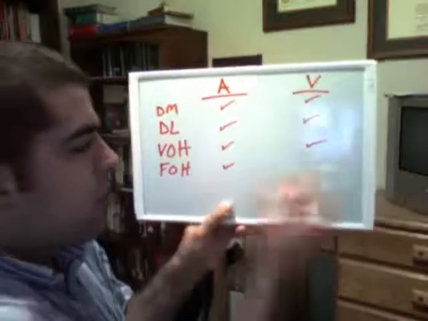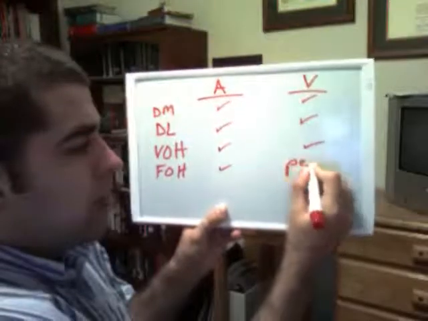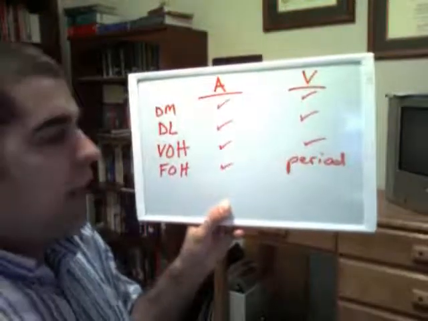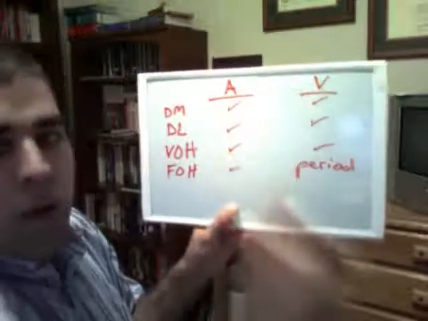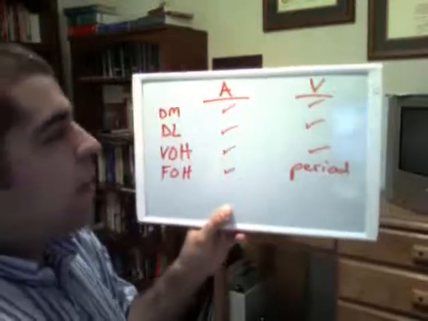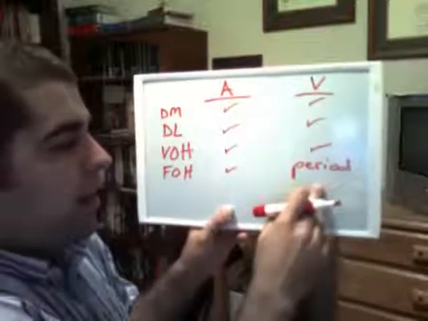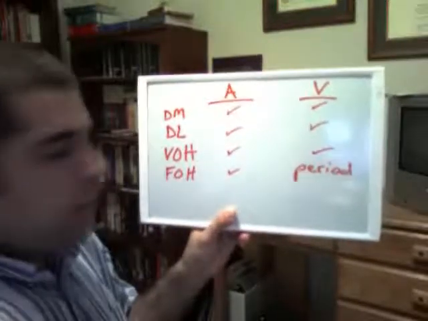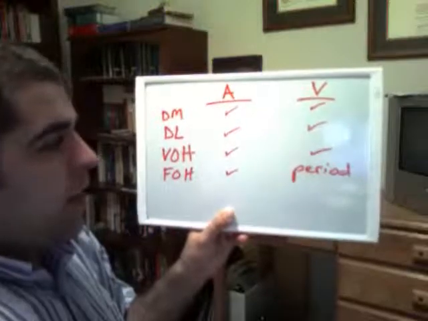What about fixed overhead cost? This is a period cost under variable costing. So all these check marks are product costs going to the balance sheet. Fixed overhead costs, like we talked about, our supervisor's salary, is something that's going to go straight to the income statement under expenses.